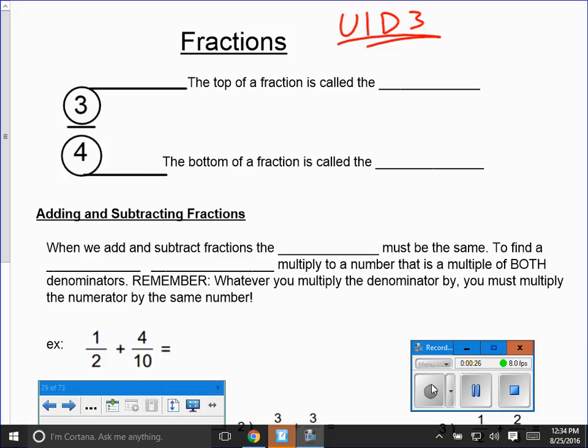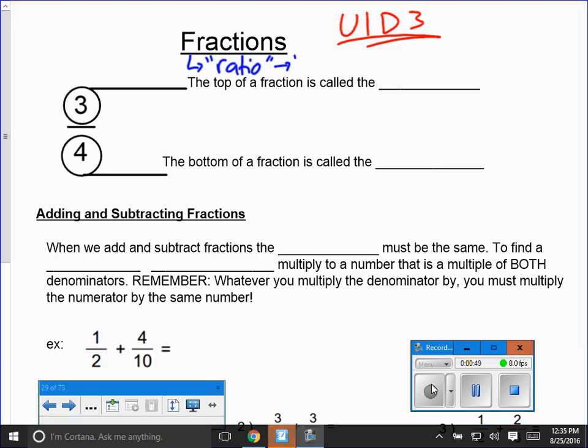So the first part of this, we're just going to go through a little bit of vocabulary. So first thing is there's a lot of different words we use to describe fractions. So another word for fraction is a ratio. These words are used interchangeably a lot in math, but all ratio means is fraction. So anytime you see ratio, just think fraction. That's what that means.